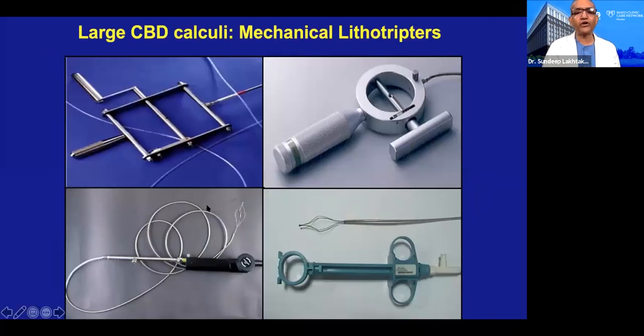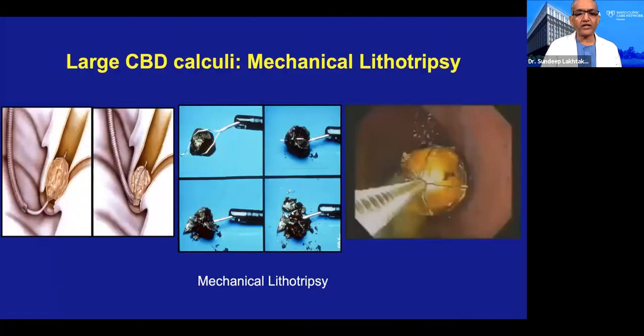There are several types of mechanical lithotripsy available. I will not touch upon those. But the principle of doing a mechanical lithotripsy is you catch the stone and don't drag it out like this. If you do like this, then you'll always tear the papilla open. The best is to catch it, keep it in the mid of the upper part, and then try to rotate so that the cranking happens within the duct and not at the papillary area.